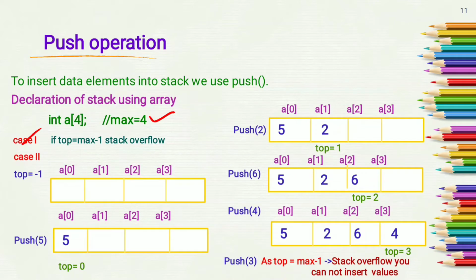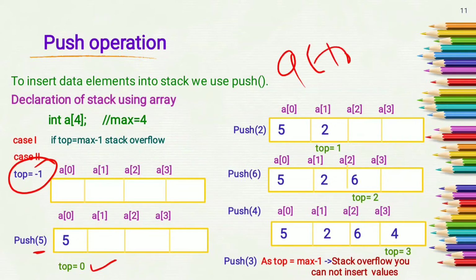Case 2 is, if the stack is not overflow, that means value of top is not equal to max -1. Suppose the value of top equals -1, that means initially we have an empty stack. First suppose I want to push 5, then we have to write push 5. First we have to increment the value of top by 1. So -1 plus 1 becomes 0, that means top points to index 0, and then we have to write A[top] equals the value which you want to push, that is 5. So value 5 is stored at A[top], that means at A[0].